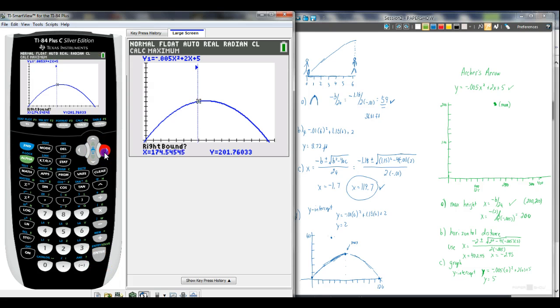And then remember, when the coefficient of that a value is negative, it's also telling us that our parabola will open downward. And then we get to the right side of that point and hit enter, and you'll see here we have x is 200 and y is 205.